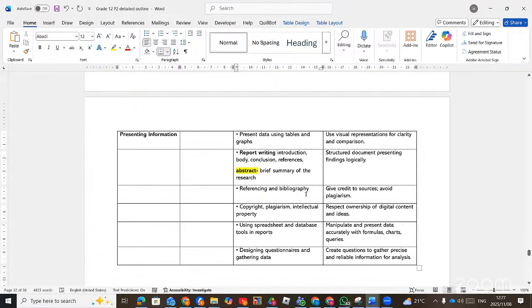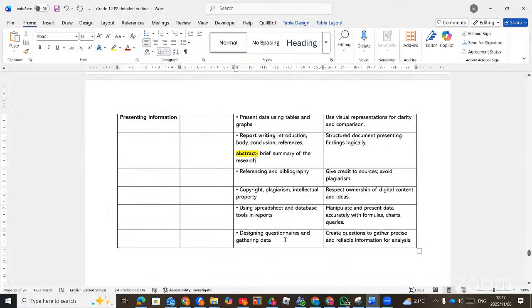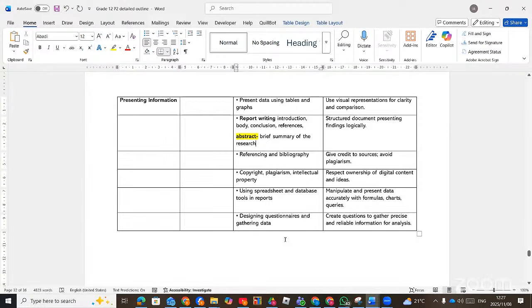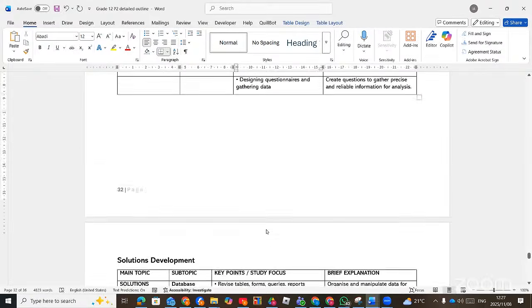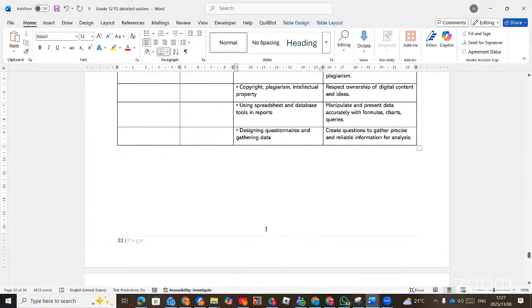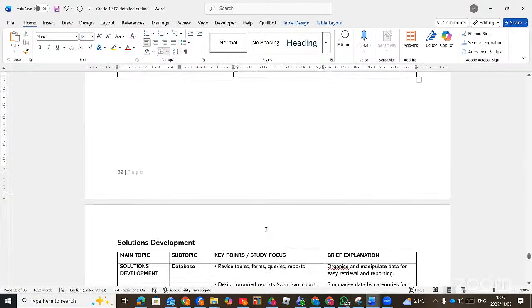So bibliography and citation. Citation is always at the end of the text, and then to give credit, and then the list of all cited sources is called the bibliography. The copyright, plagiarism, and then how to use a spreadsheet and database for the report. Then designing questionnaire, the criteria, closed-ended and then open-ended questionnaires. You need to know these also.